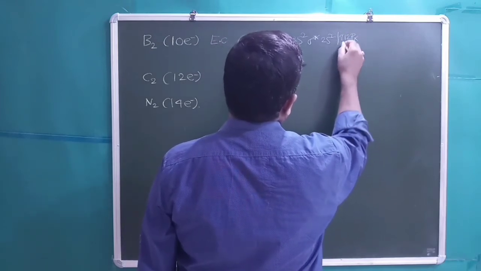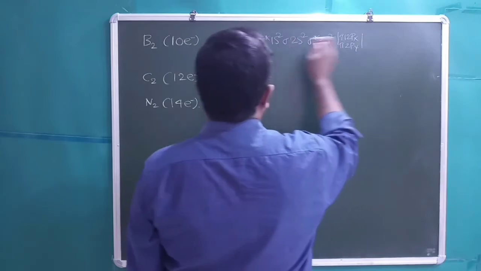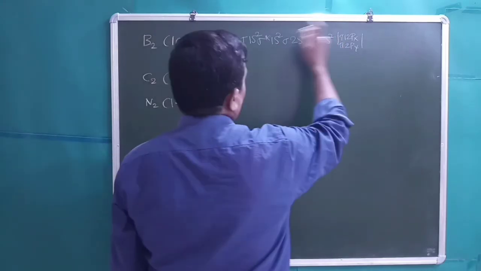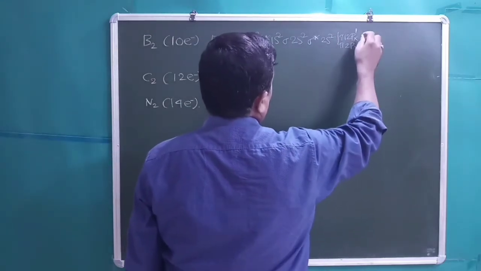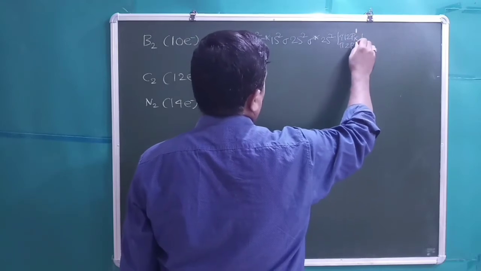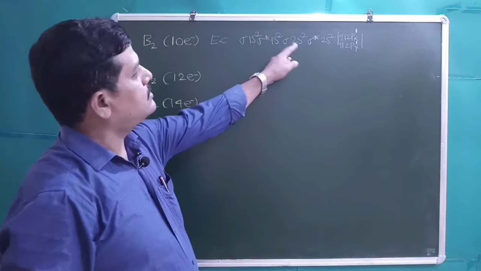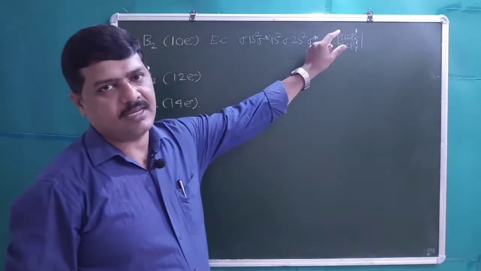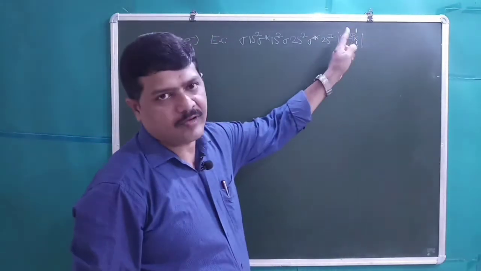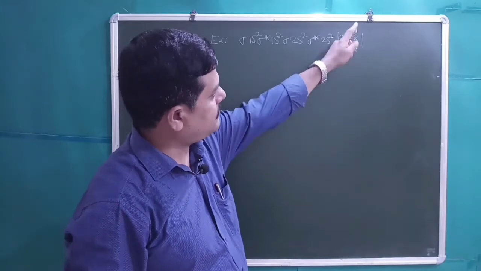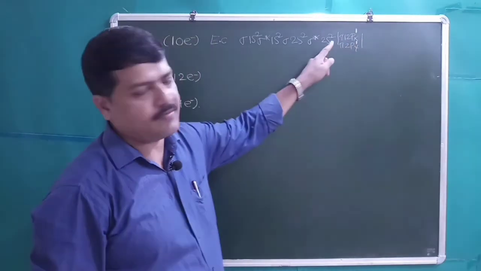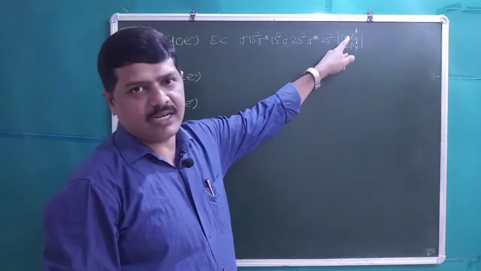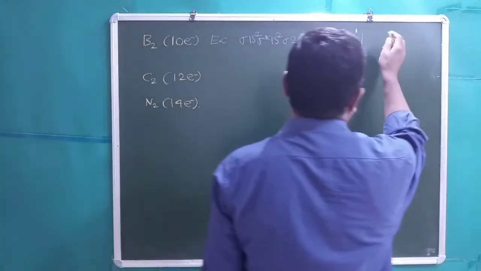pi 2px, pi 2py. Up to this, 2 plus 2 is 4, 4 plus 2 is 6, 6 plus 2 is 8. Remaining 2 electrons are filled like this: 1 electron in the 2px, 1 electron in the 2py. Total 8 plus 2 is 10. So both unpaired electrons are present here. According to Hund's rule, we have to fill the electrons in the degenerate orbitals. First they are filled singly and then pairing occurs. This indicates these two are degenerate orbitals. Orbitals having same energy are called degenerate orbitals.